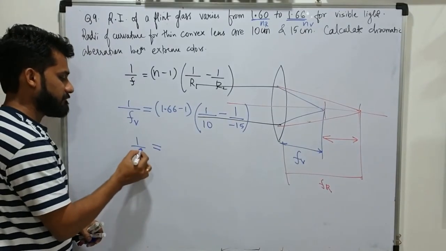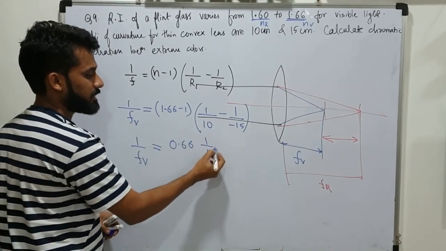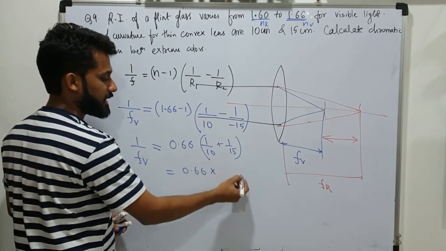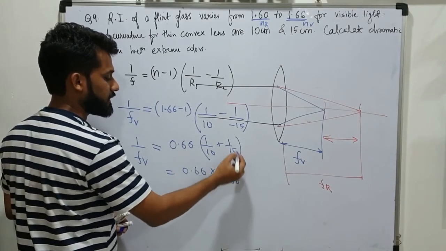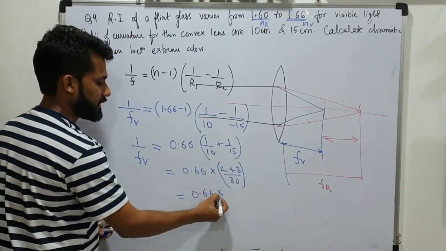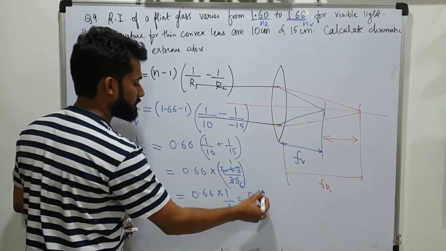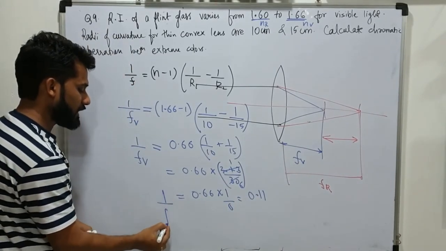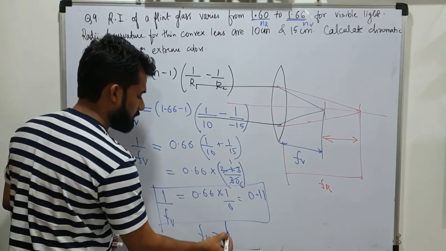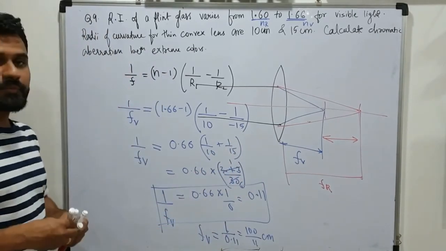On solving this, 1 by f violet equals 0.66 times (1 by 10 plus 1 by 15). The LCM of 10 and 15 is 30, so this requires 3 and this requires 2, which gives 5 by 30. 0.66 into 5 by 30 is 1 by 6, which comes out to be 0.11. This is the reciprocal of the focal length for violet color. On taking the reciprocal, f violet is equal to 1 upon 0.11, that is 100 over 11 centimeters. This is the focal length for violet color.